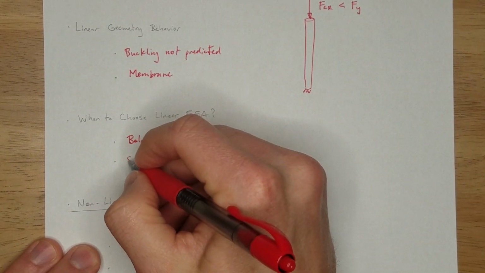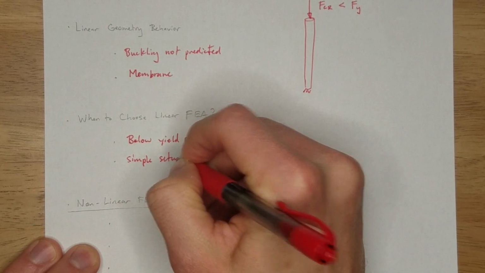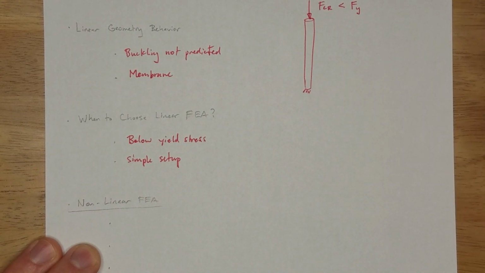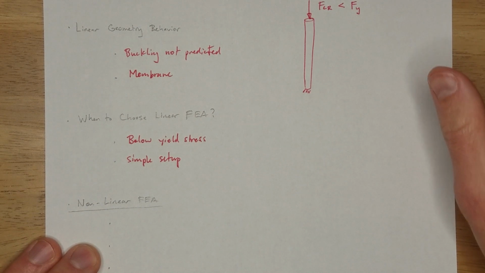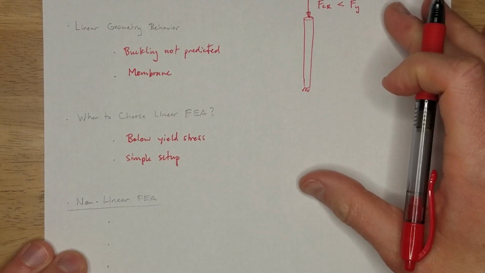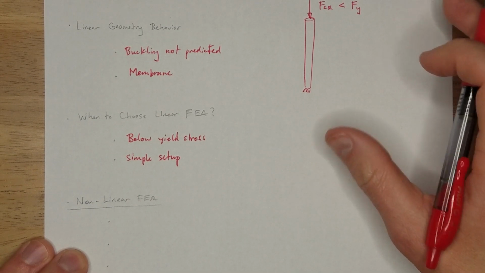Second thing is that the setup is really simple. If the component that we're looking at can be isolated and we can just look at one component, this is the tool to reach for. If we've got an assembly, or we've got components contacting each other or sliding against each other, linear is not the right tool to reach for. But it's very good at simple setups and components that are going to stay below yield.